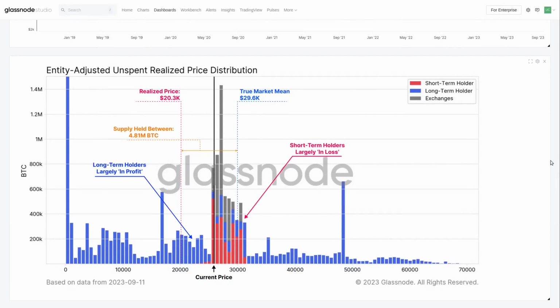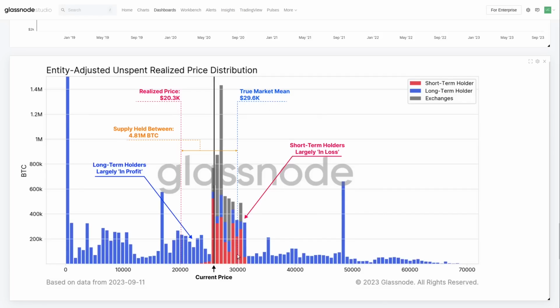So now let's move across and look at our URPD. This is looking at essentially the concentration of coin cost bases. Now, in this particular instance we have in the blue our long-term holder supply, and in the red our short-term holder supply. Now, we've also marked here's the true market mean price, 29,600, and here's the realized price. This is the model that many in the on-chain space would be aware of. That's kind of what we call the old cost basis. This is our new interpretation of it.